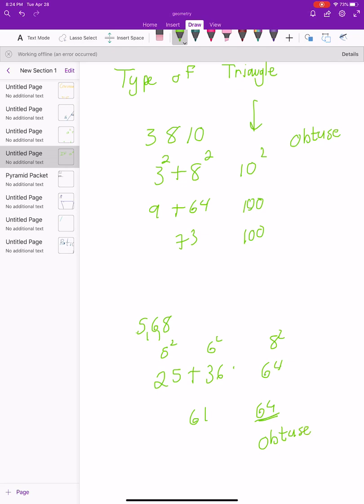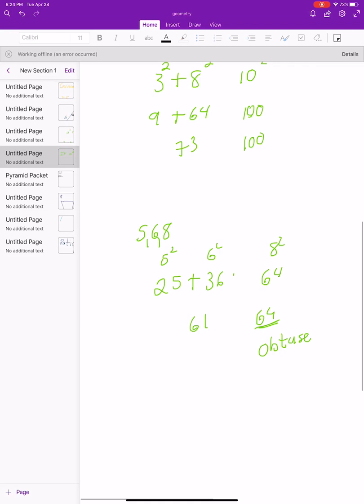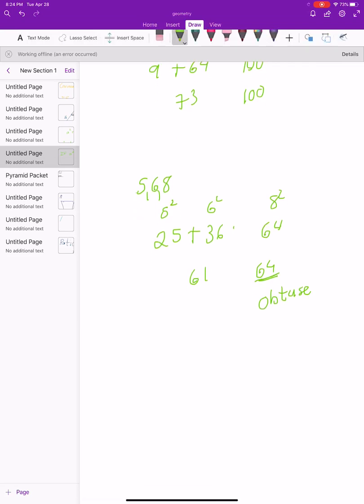Okay. Let's try another one here. We'll scoot this up. You thought that was going to be something different, didn't you? How about this one? 6, 8, and 10. Let's try these out. So we're going to go 36 plus 64 and 100. So this is 6 squared, 8 squared, 10 squared. Remember, it's always the two short ones. You always want to take the two short sides and square them and add them up.